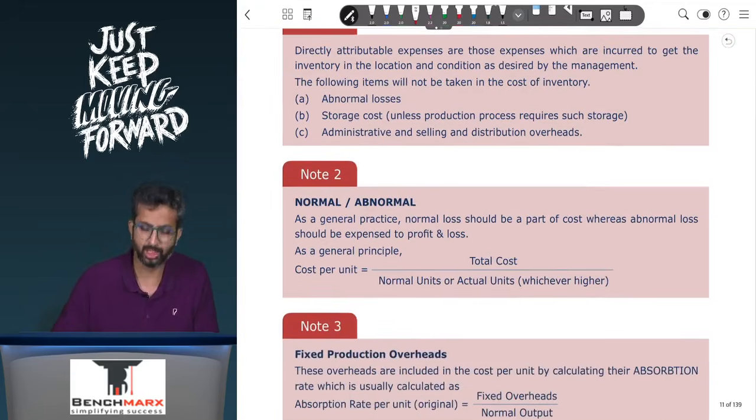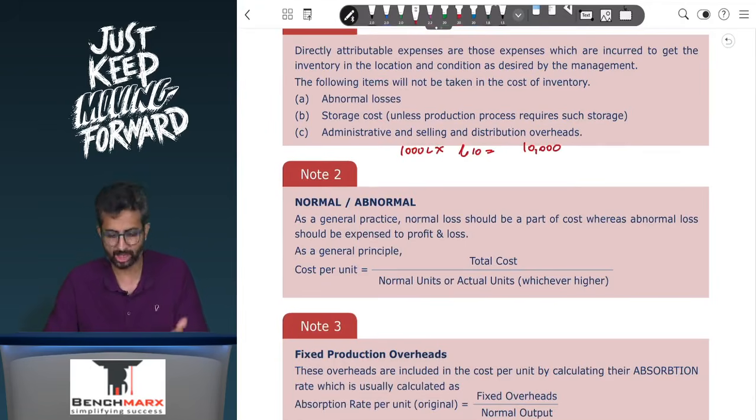So, over here, for example, let us say I were to buy 1000 liters of water at the rate of rupees 10 per liter, in which case my total cost comes to 10,000. Now, if someone asks me to calculate the cost per liter, I'll say 10,000 divided by 1,000 liters, that is equal to 10 per unit.